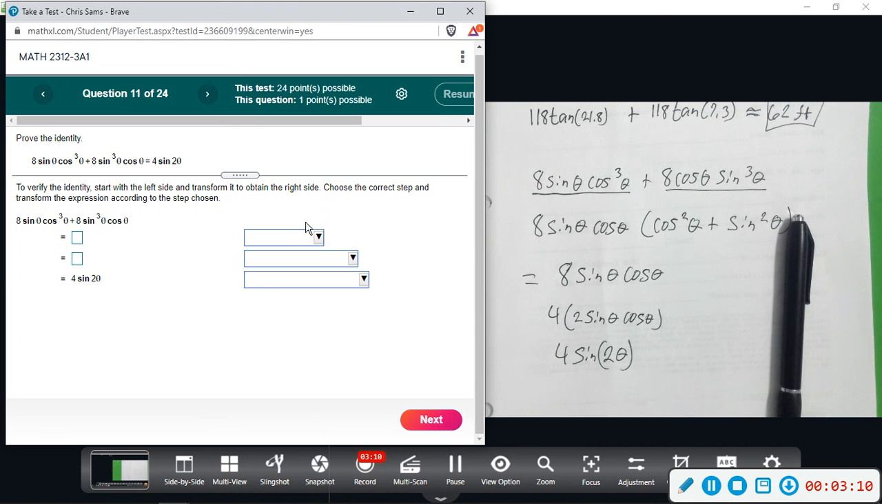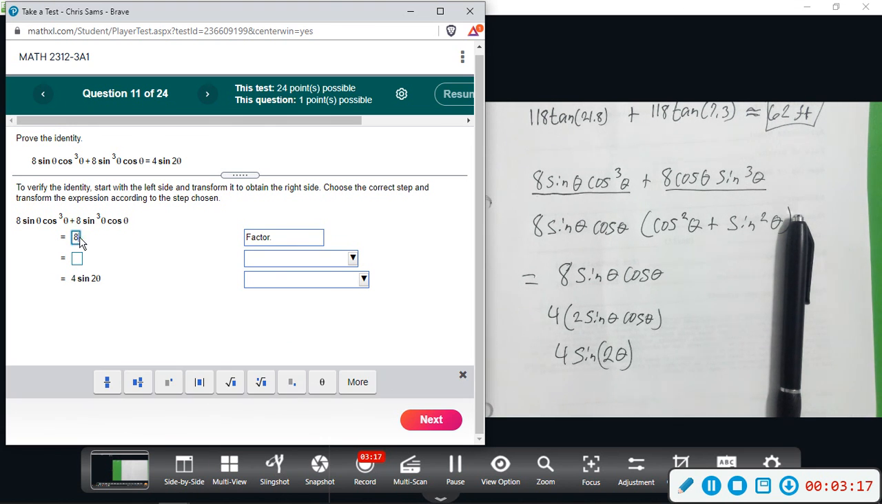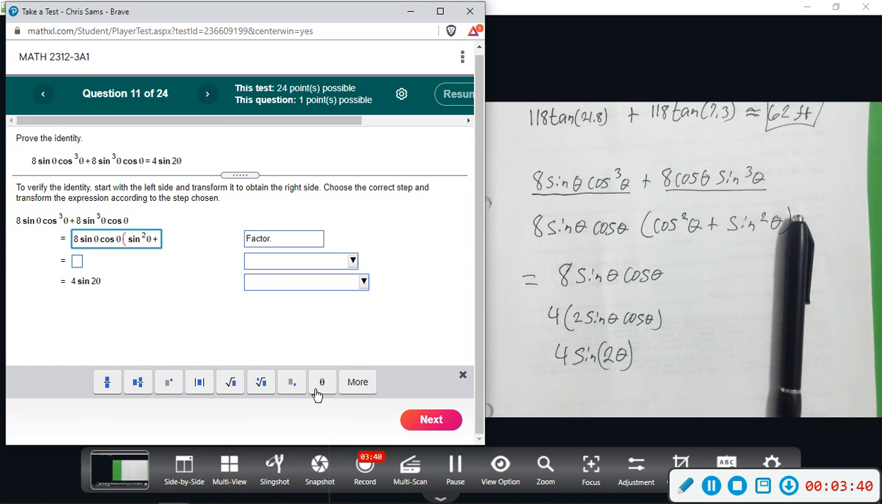Okay, so the first step wants us to factor. So we factor, and what we got was 8 sine theta cosine theta, and then times we had sine squared theta plus cosine squared theta.